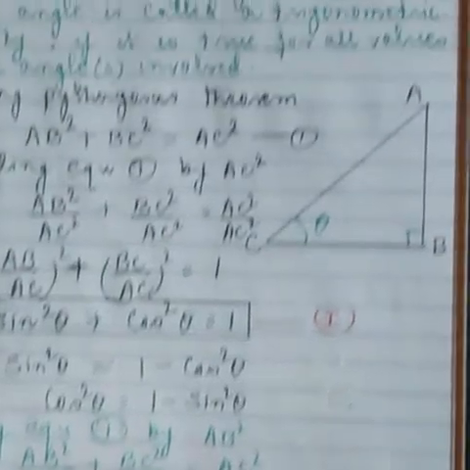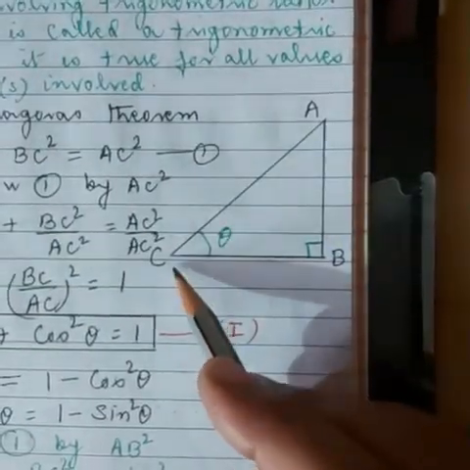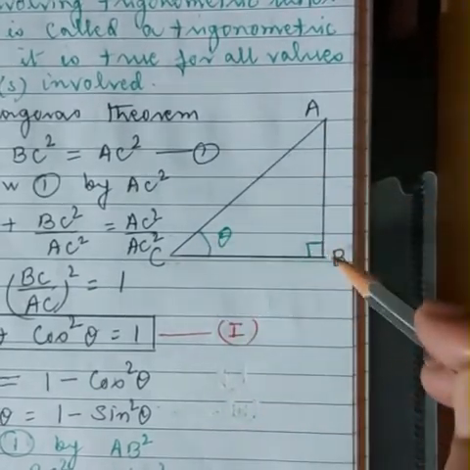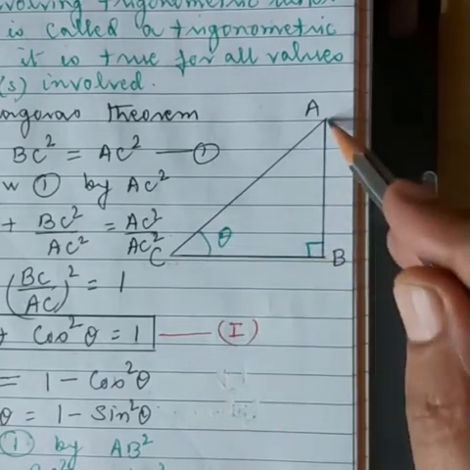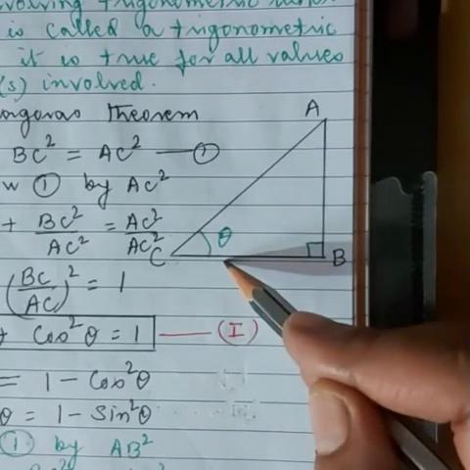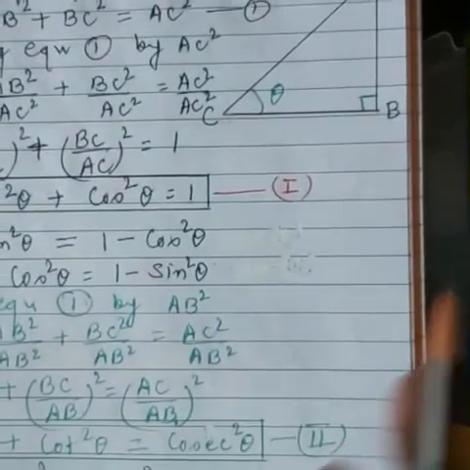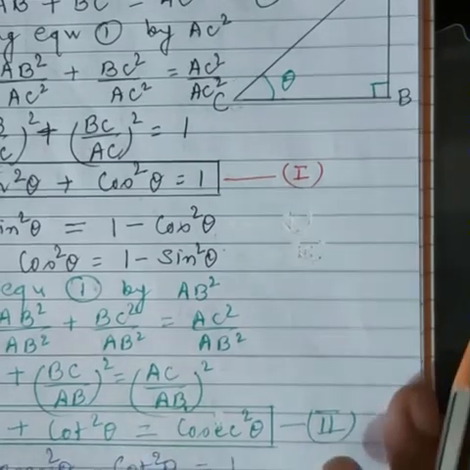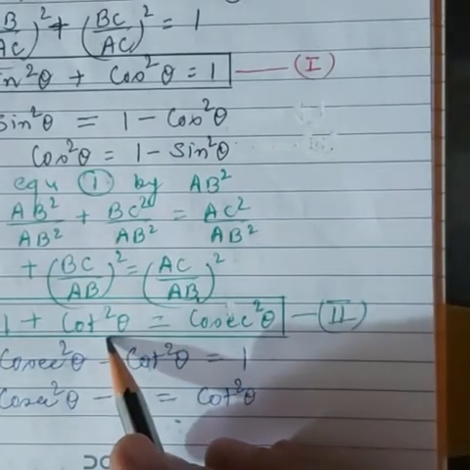Let us see the figure. This BC by AB. So BC by AB is what? Here it is cot theta, because base upon perpendicular. Perpendicular upon base is tan theta, but base upon perpendicular is cot theta. So we write BC by AB whole square as cot square theta.